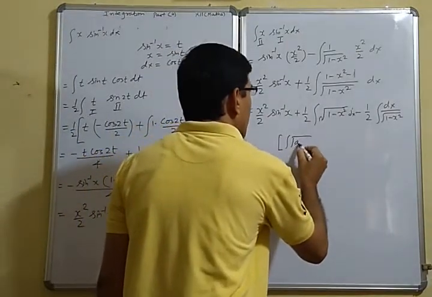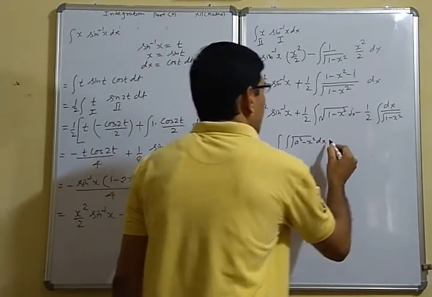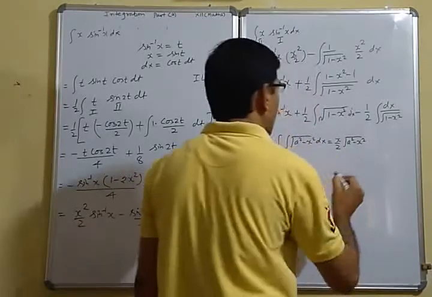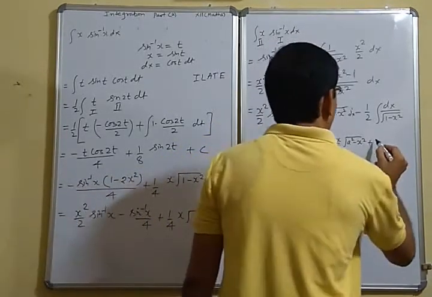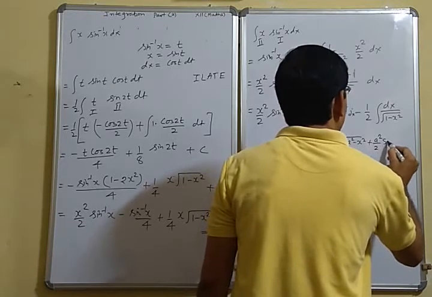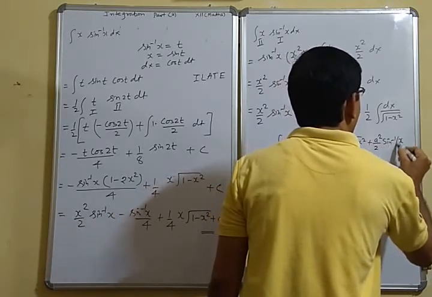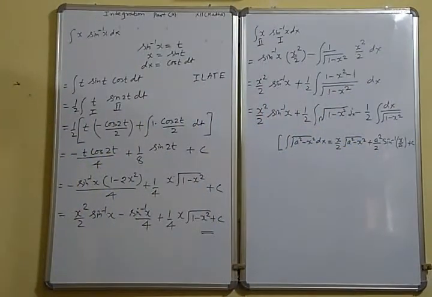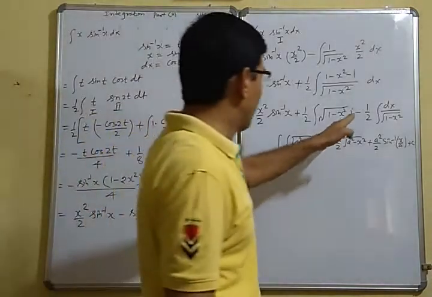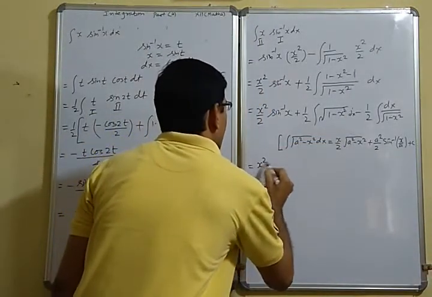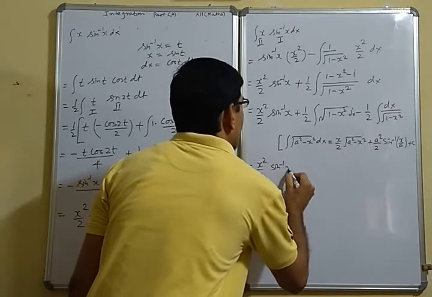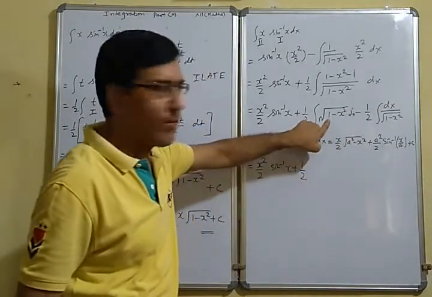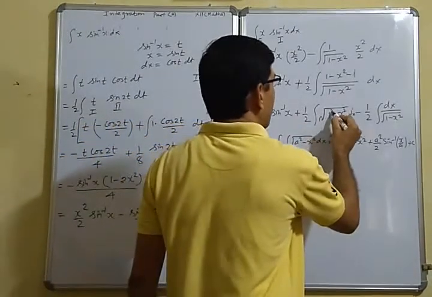Integration under root a square minus x square dx, that is x by 2 under root a square minus x square plus a square by 2 sine inverse x by a plus c. So now we'll use this formula to simplify this question. So this becomes x square by 2 sine inverse x plus half under root a square minus x square. A is here 1. We can write 1 square.